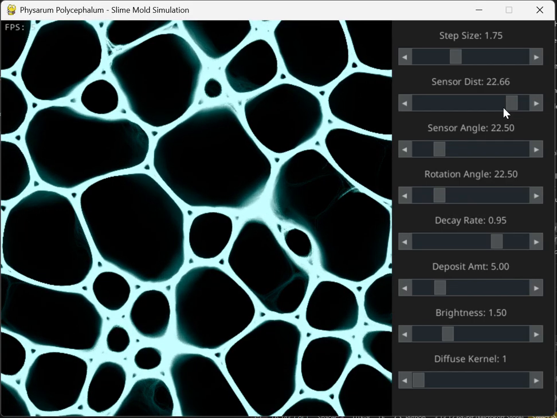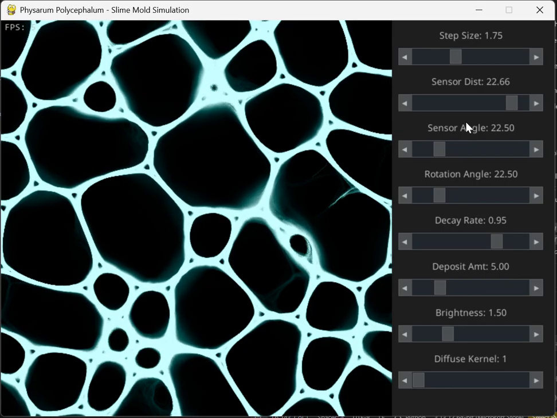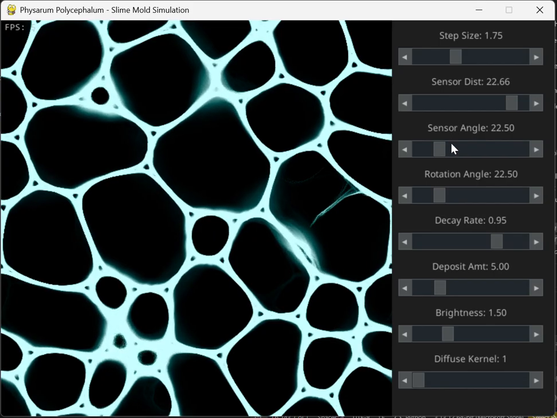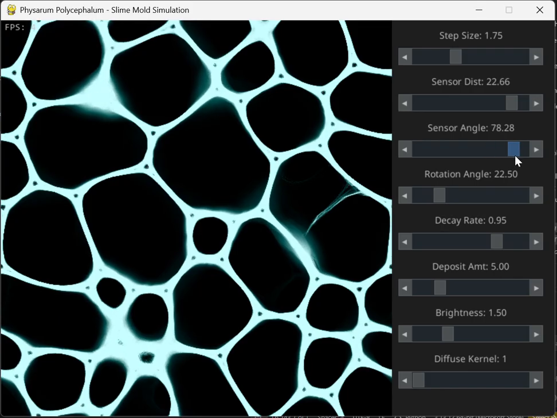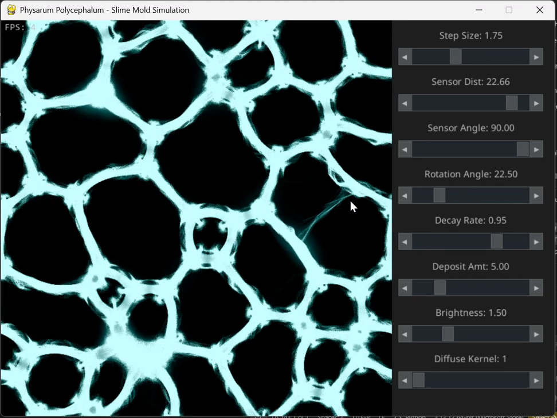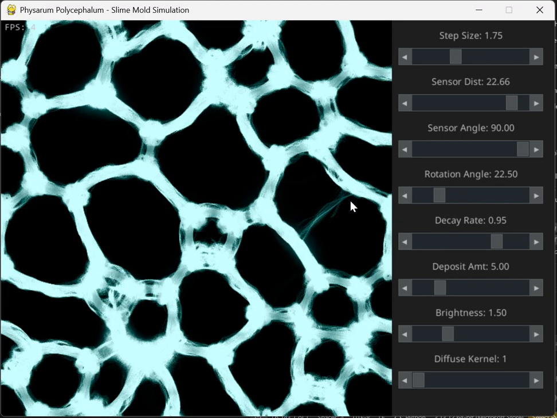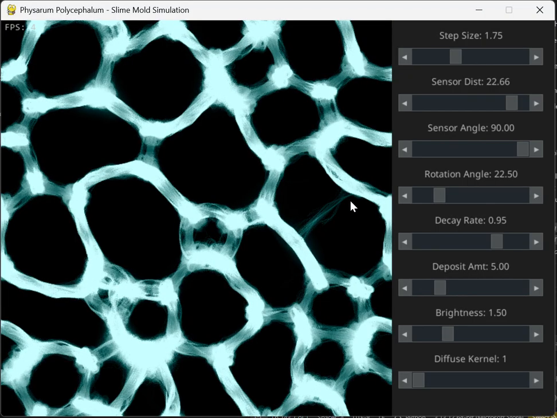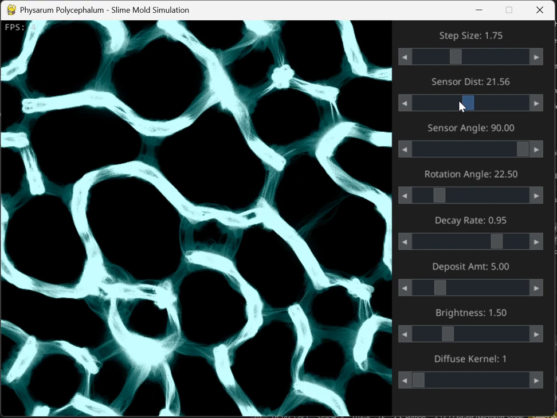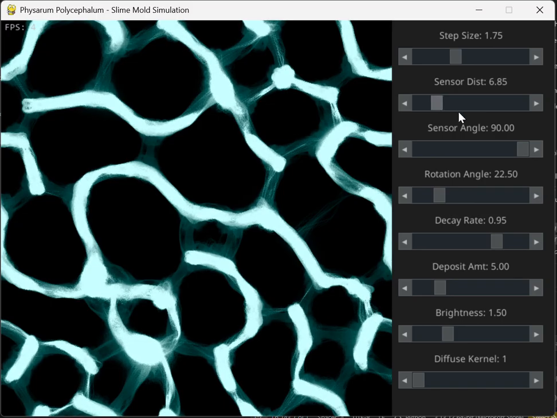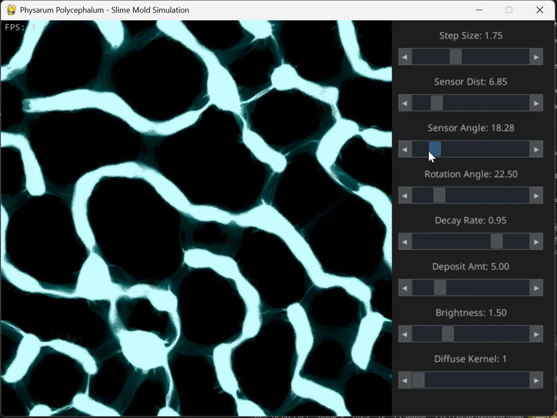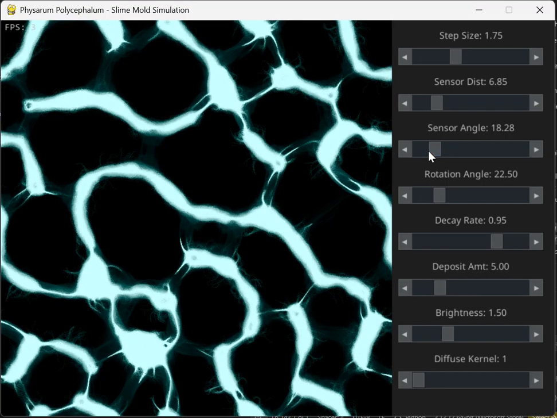The third is the sensor angle. This is the angle between the center sensor and the left and right sensors. A wide angle means an agent has a broader field of view. As you can see now, it will disperse in all of the directions and form a wider network. But if I reduce it, it will form narrower paths as it cannot see very far ahead in each direction.